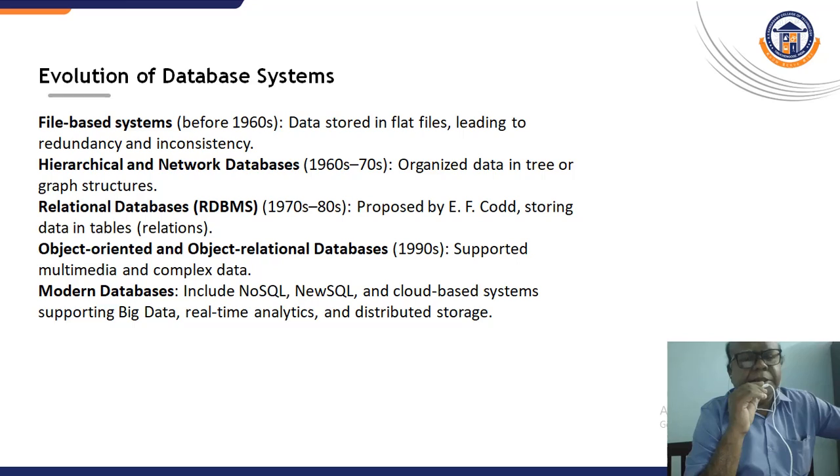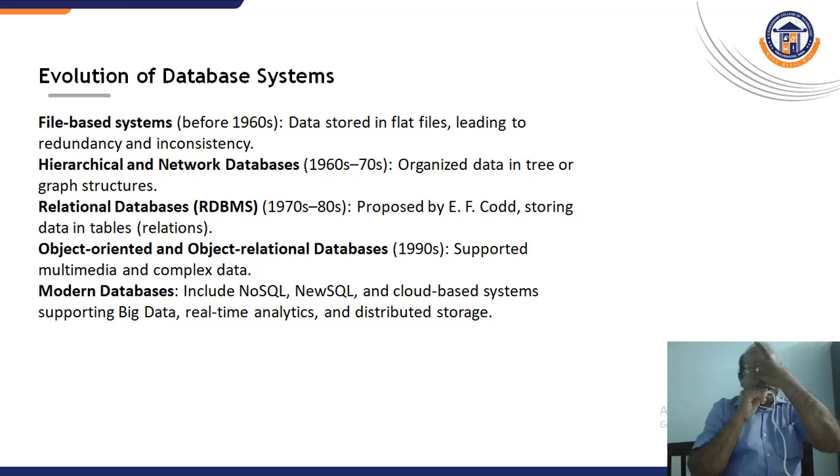Evolution of database management system. First is file-based system. Before 1960s, data stored in flat files, leading to redundancy and inconsistency. Redundancy means duplication. So in earlier file system contains duplications. Because of duplication, inconsistency will be there. When you change in one place, it may not be changed in other places. So it leads to inconsistent.